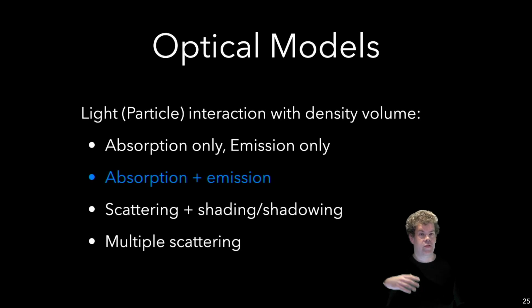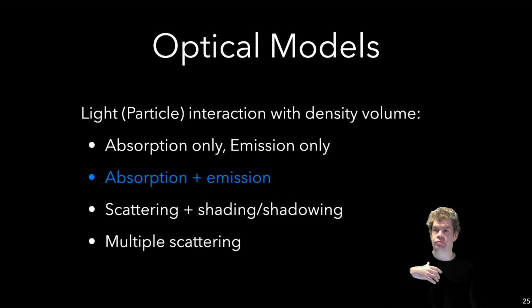One was to only consider absorption. That would be just like smoke. Smoke generally doesn't glow unless it's very hot, but let's assume it's cold smoke. So then it only absorbs light. Then emission only is a somewhat unnatural phenomenon. In that case, we would have a glowing material that doesn't absorb anything. It just glows in different intensities. Maybe stars are a little bit like that, but even they absorb light that's behind the star.